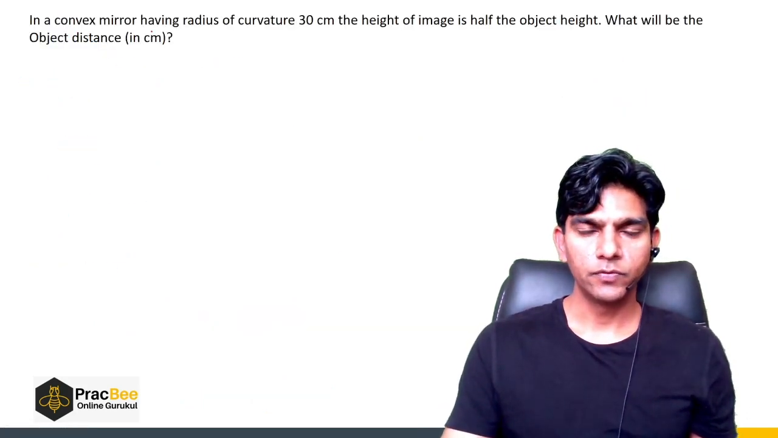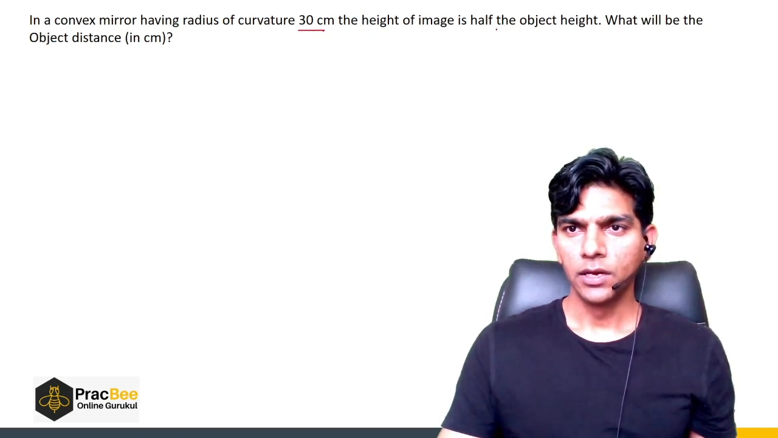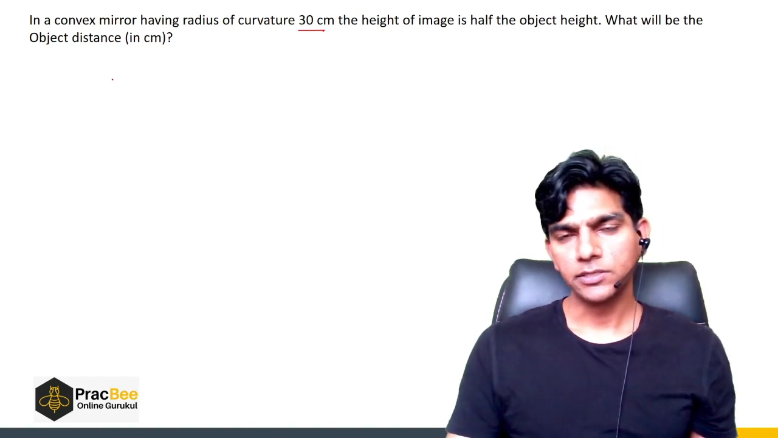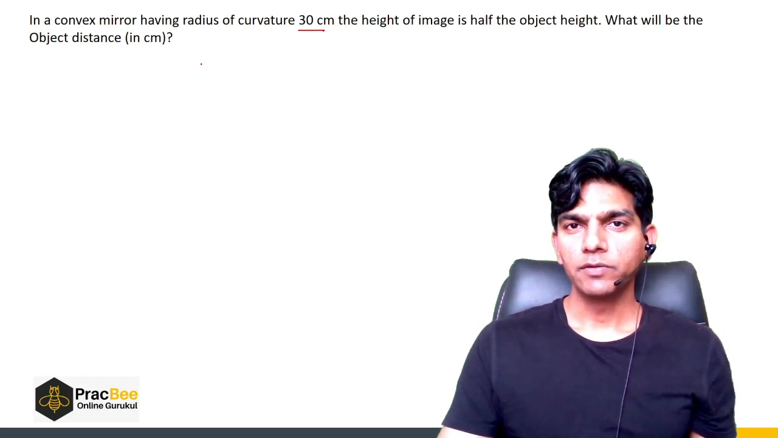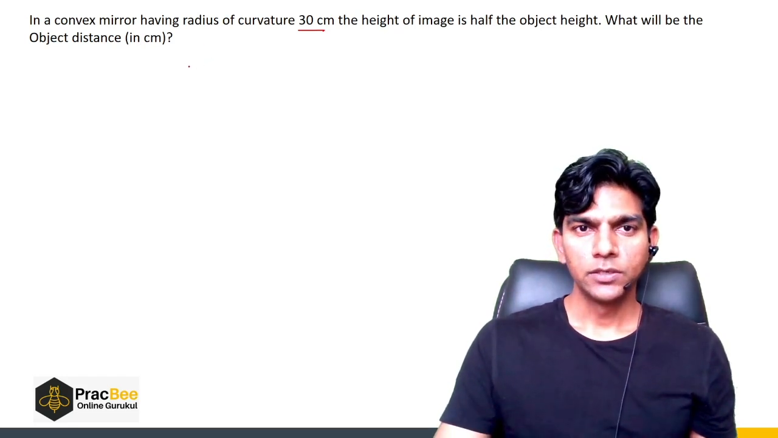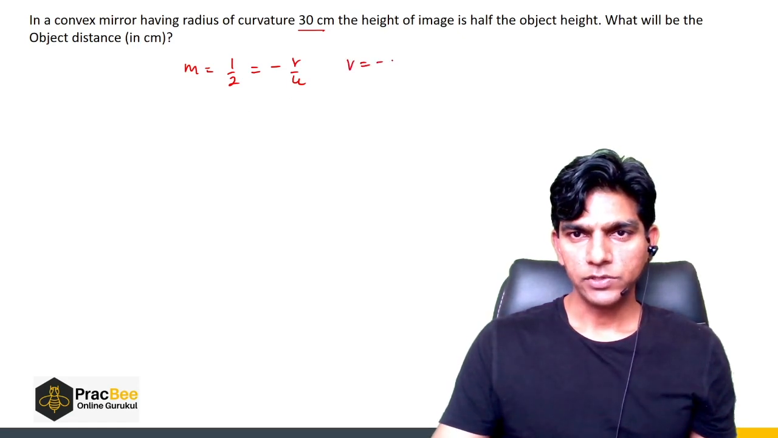In a convex mirror having a radius of curvature 30 centimeter, the height of the image is half the height of the object. What will be the object distance? So we know that in a convex mirror, we have a virtual, direct, and diminished image. So magnification will be positive. So it will be 1 by 2, and we know that it is minus v by u. So from here we can say v equals minus u by 2.